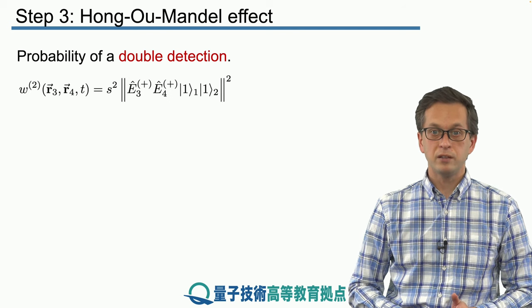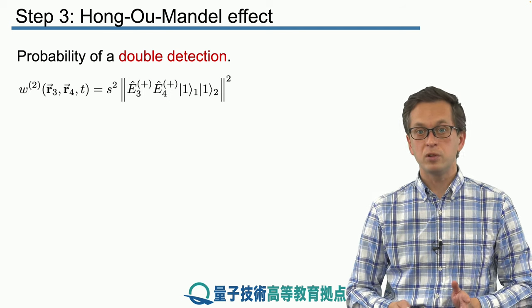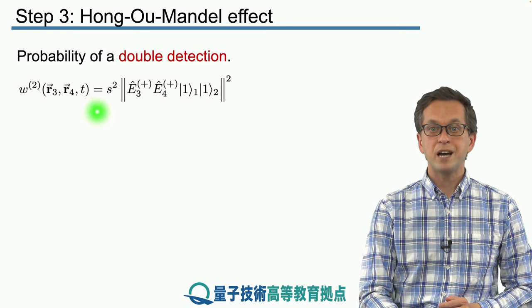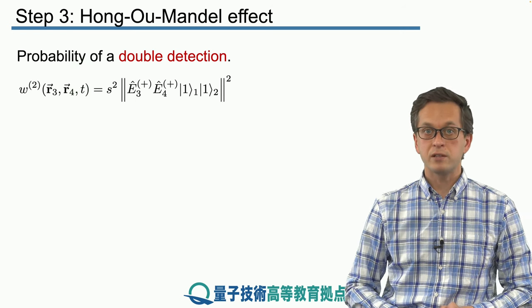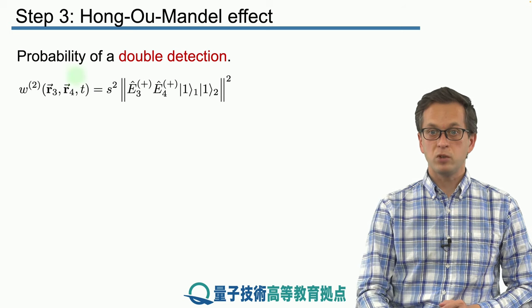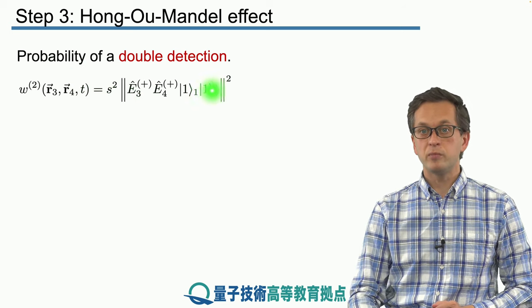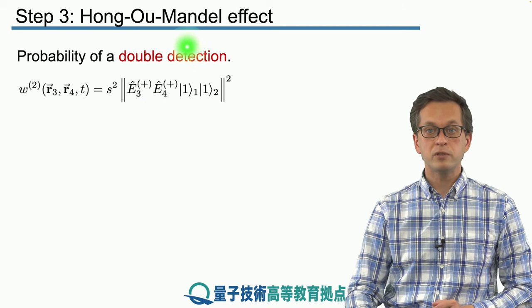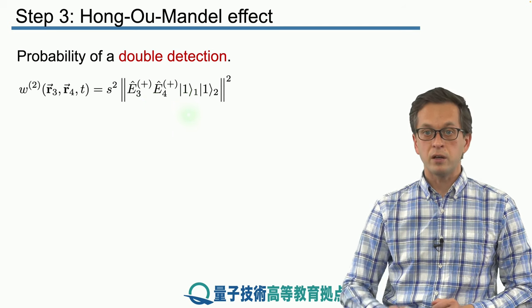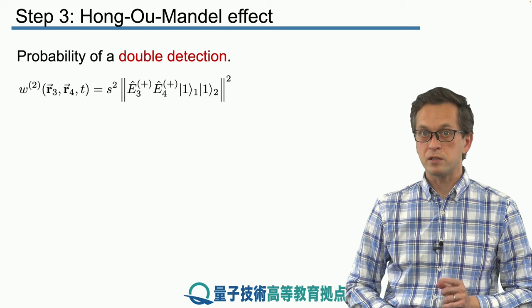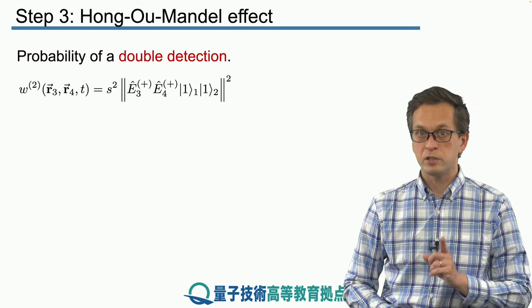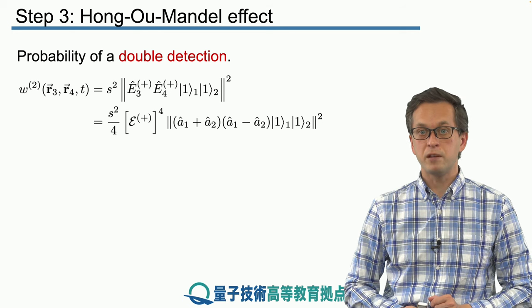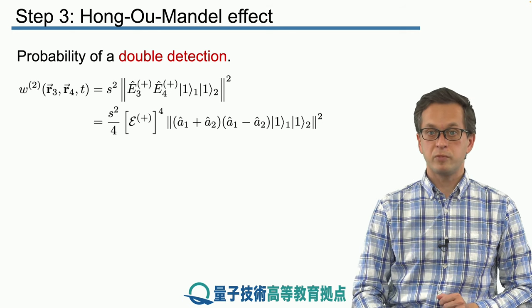We know how to do that. We have to compute the W2 at R3 and R4 and time t. We are looking for coincidence clicks. So what we need to do is compute the modulus squared of E3 times E4 applied to the input state, where the input of mode 1 is a single photon and the input of mode 2 is also a single photon. So after substitution for our E3 and E4, we get the following expression.